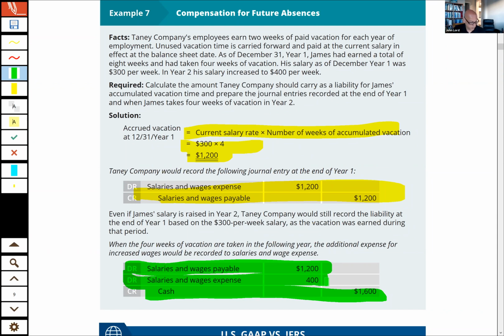And sometimes students will say, well, what if they got a cut in pay? Okay, well, then you would get to credit wage expense, change in accounting estimate. We handle it in the period of change and prospectively.